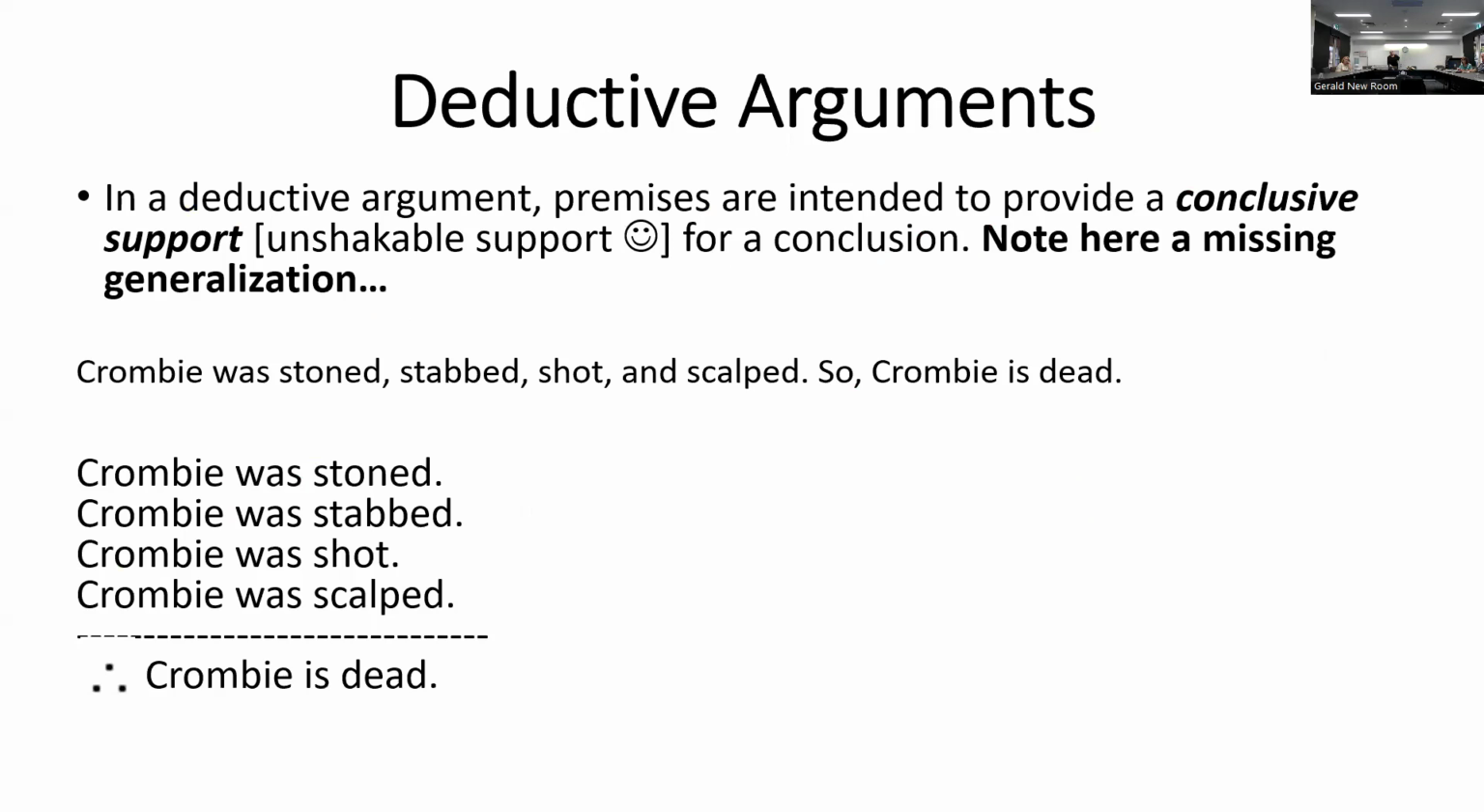Now think, this is a deductive argument. Crombie was stoned, Crombie was stabbed, Crombie was shot, Crombie was scalped, therefore Crombie is dead. Valid, invalid? Is it a good argument? It's not a good argument, is it? Because we actually are not told. He must be a tough person. Let's be clear about this.